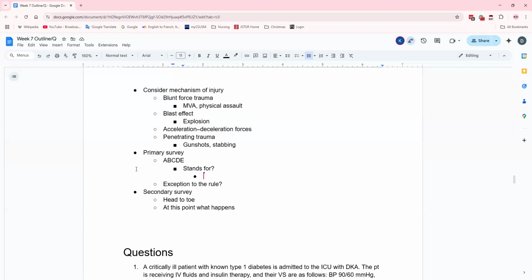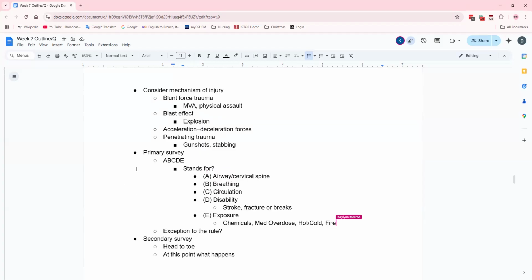Is it airway, breathing, circulation, disability, and exposure? That is correct. Exactly right. So it's basically your levels of priority. Disability, because we know our ABCs at this point, is referring to stroke, so neurological disability, fracture or break, so mobility issues, and exposures such as overdose, hyperthermic or hypothermic, you were in a fire and have burns, and exposure to chemicals.